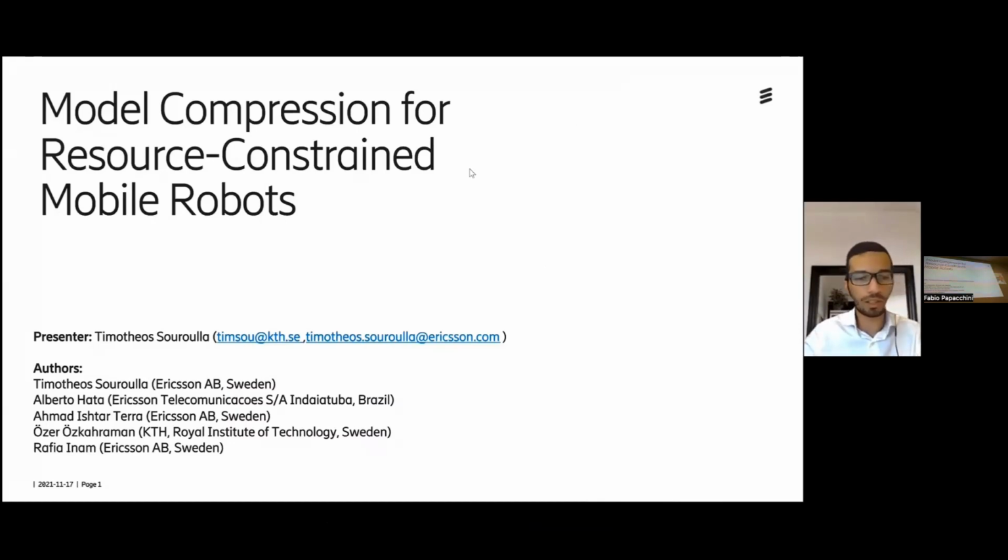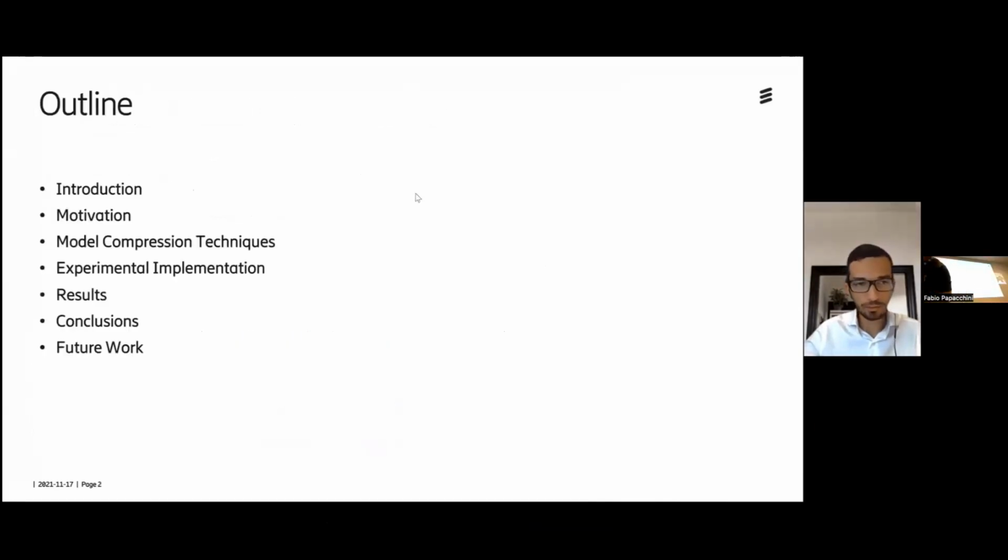And at this slide, you can also see the names of the other authors of this work, and the title of this work is called Model Compression for Resource-Constrained Mobile Robots. And let's begin with our introduction and the basic outline.